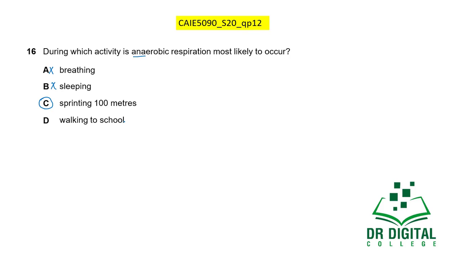Walking to school, walking is also not a strenuous activity. So our lungs are sufficiently providing oxygen while walking. So anaerobic respiration is not possible. So option D is also wrong. So the answer for this question is C.